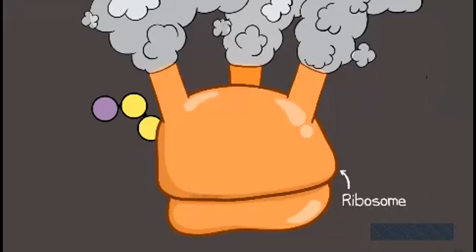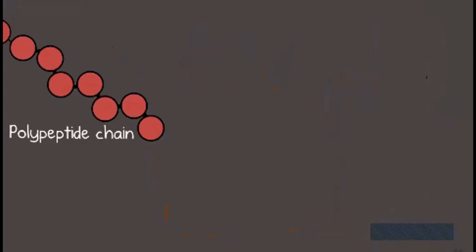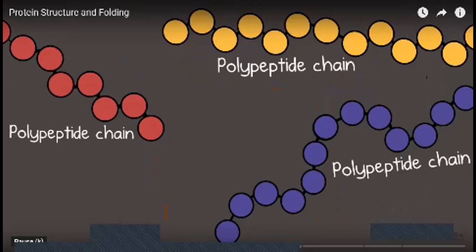In protein synthesis, amino acids are added to form a polypeptide chain. Proteins are made of one or more of these polypeptide chains.